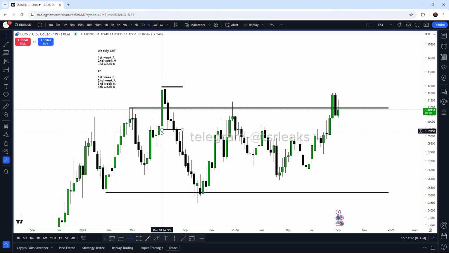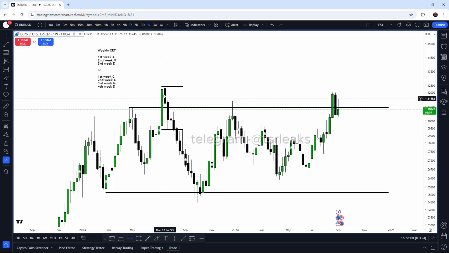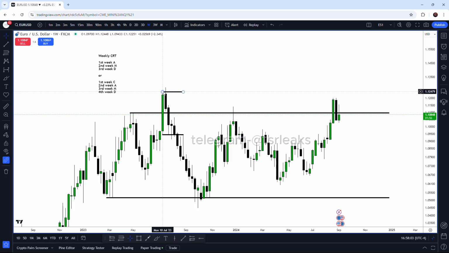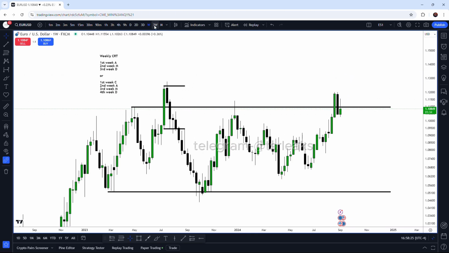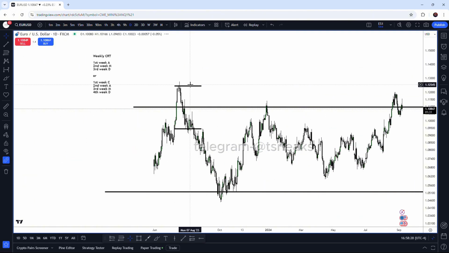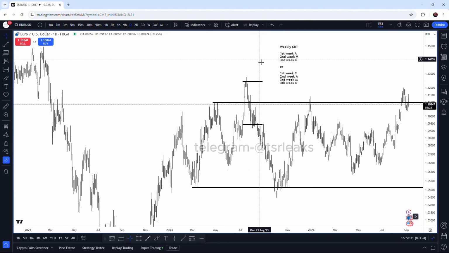First week, continuation. Second week, accumulation, finishing the creation of the accumulation zone, CRT. Third week, turtle soups the CRT high of the second week, manipulation. And the fourth week distributes towards the opposing end of the CRT range. So this in itself is a high probability weekly CRT that you could have executed a swing trade on. Dropping down timeframes to a daily CRT, let's refine the entry.